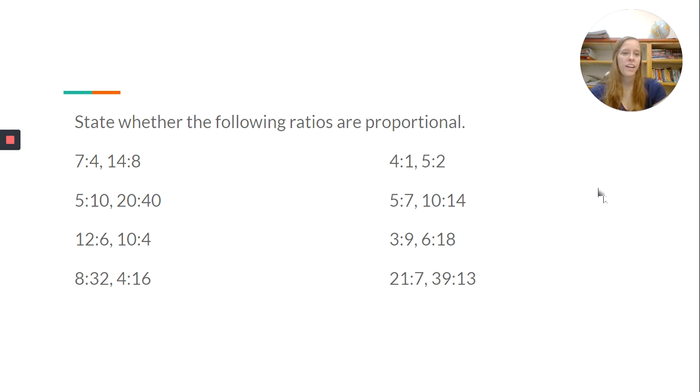All right, so again, I want you to work on these on your own. I want you to state whether the ratios are proportional. I'll just go over the first one with you really quick. So 7 and 4, is that proportional to 14 and 8? Yes. Why? Because if you take 7 times 2, you get 14. And if you take 4 times 2, sorry, you get 8. Okay, so write these down on your paper or just write down yes or no. Hit pause. Once you're done, hit play to check your answers.